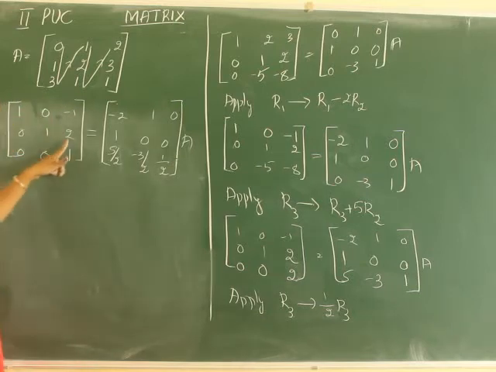Now either I can change this to 0 or I can make it 0. Now I have to use two operations to make two elements 0. So this element and this element. So how can I change? Now I can change R1 or I can change R2 also. R2 can be changed, or R1 can be changed.